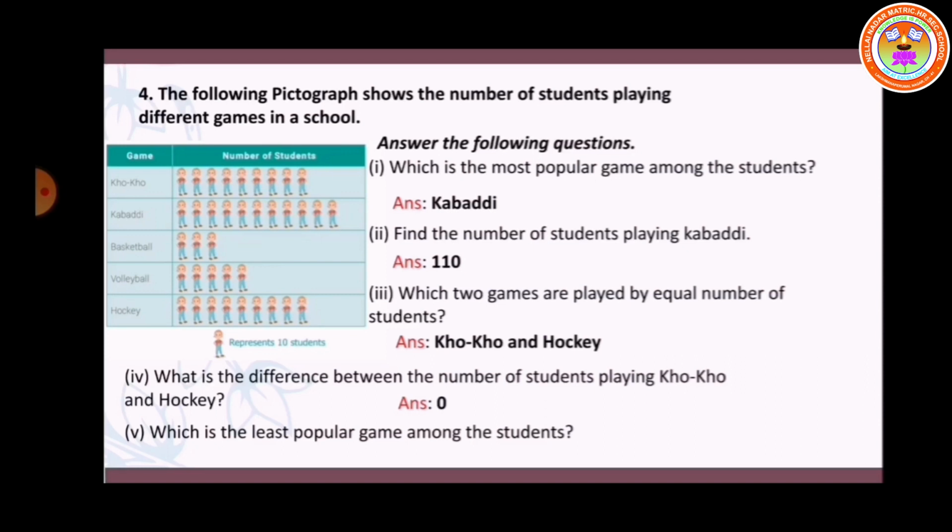Fifth question. Which is the least popular game among the students? Yes, basketball. Basketball, 3 dolls. 1 doll represents 10 students. So 3 into 10, 30 students. So which one is the correct answer? Yes, basketball.